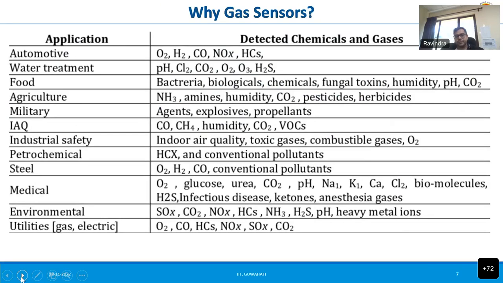So I think we should always take inspiration from nature and try to implement that in our day-to-day research activities. Okay, if we talk about applications, I will not reiterate it, but I think so many gases nowadays have to be sensed because of the government's initiative and other purposes.